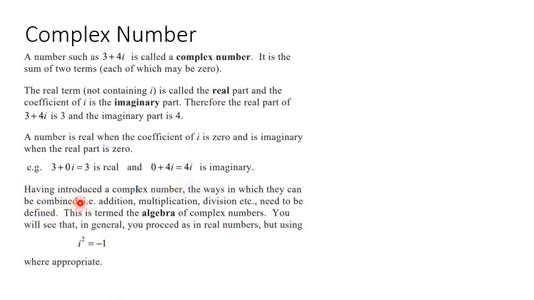Having introduced a complex number, the ways in which they can be combined, addition, multiplication, division, etc., need to be defined. This is the algebra of complex numbers. In general, you proceed as in real numbers, but if i is raised to 2, it is equal to negative 1. Again, negative 1 is equal to i raised to 2.